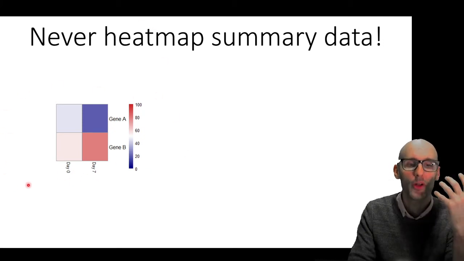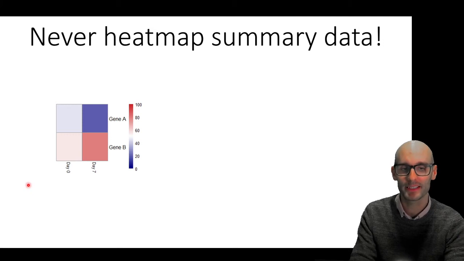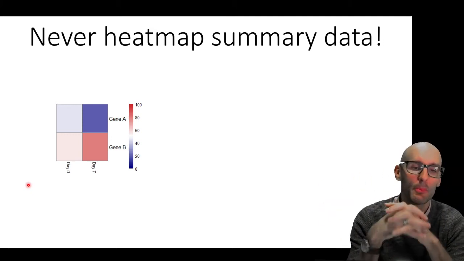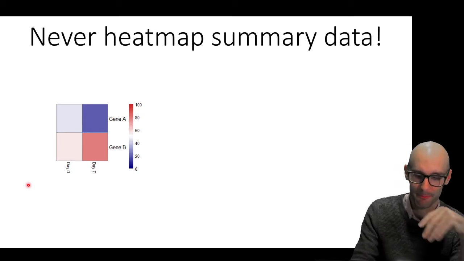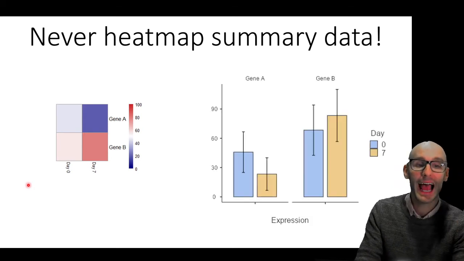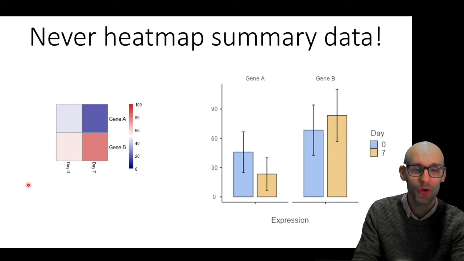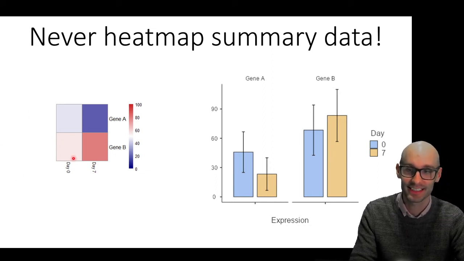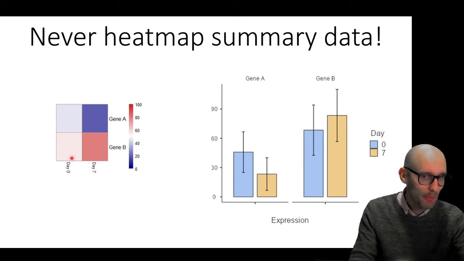But this was done on summary data. What do I mean by summary data? I mean you take all your patients and you take the mean, and then you put that mean into your heat map. The reason that's bad is we can't see the variation in the data. We don't know how variable the data is. You've now summarized it just as a color, and we don't have any error bars to give us an idea.